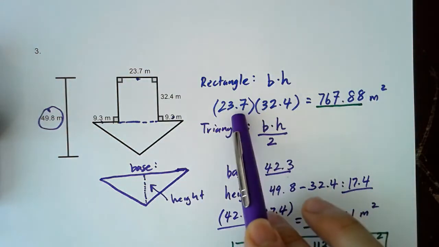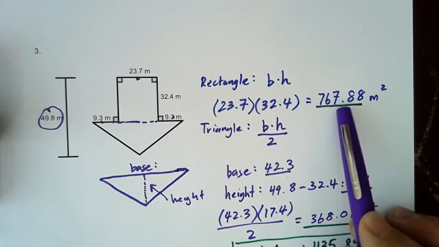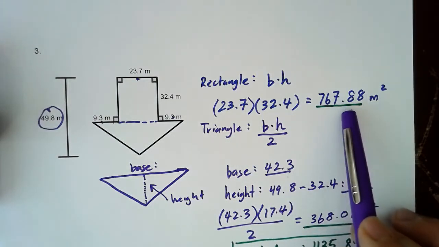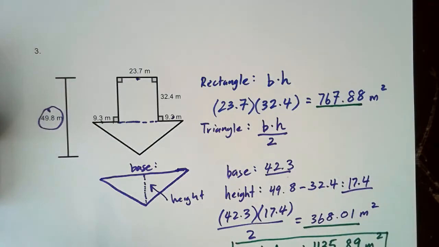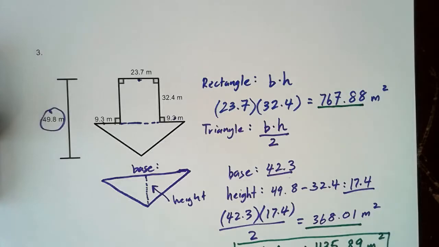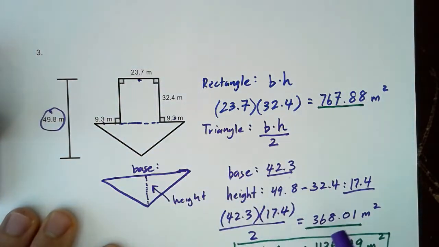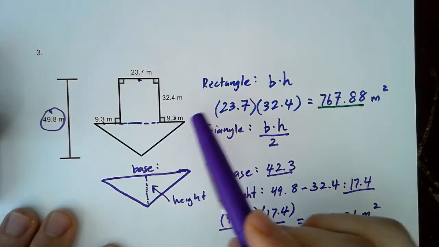So as you can see in my work, I did 23.7 times 32.4, and I got 767.88 meters squared. Okay, so far so good. The challenging portion of this question is to calculate the area of this triangle. And I just want to be perfectly clear here, class.